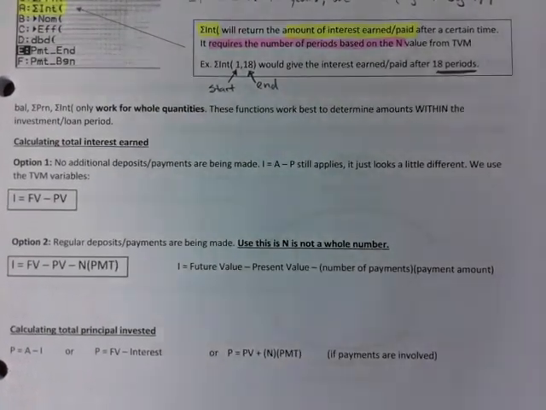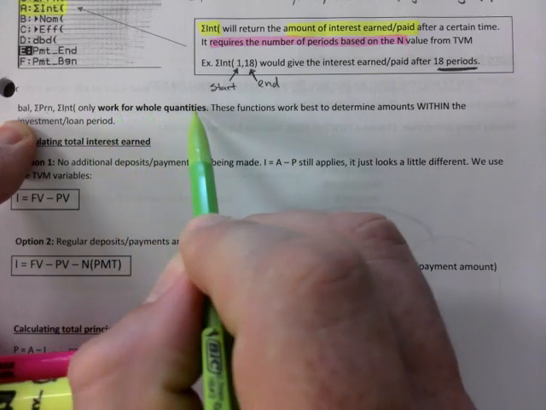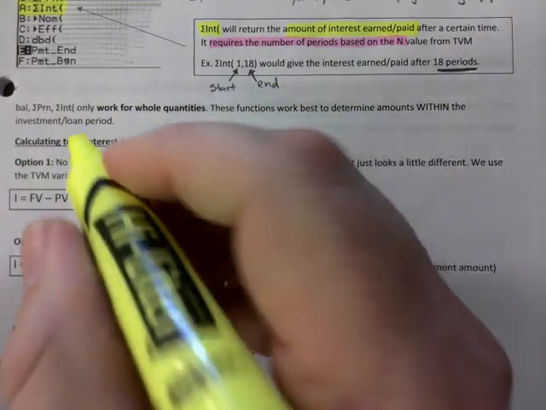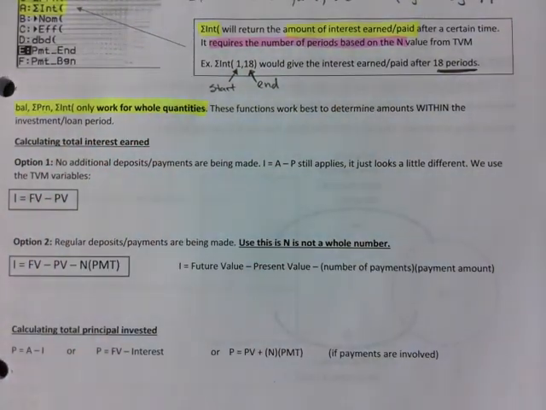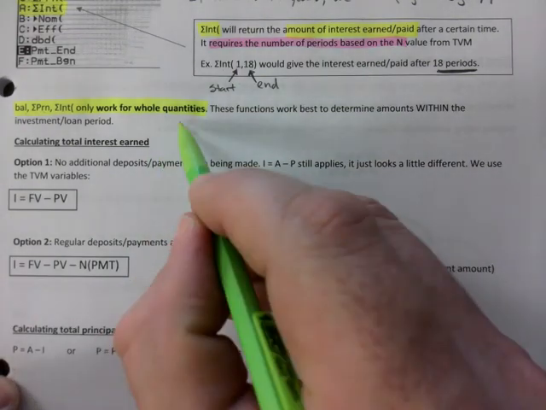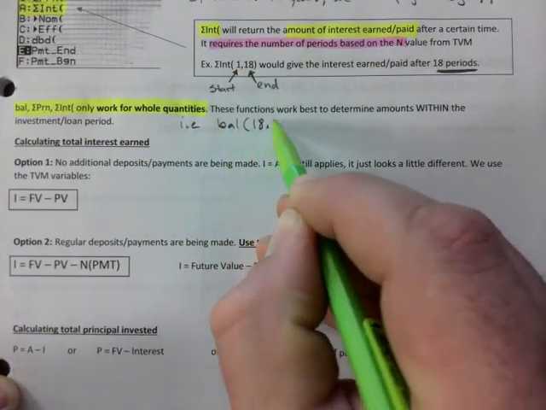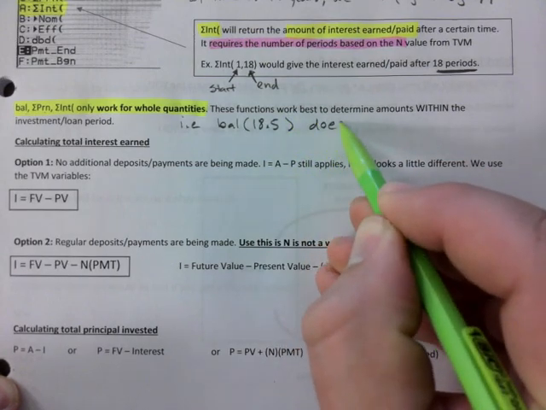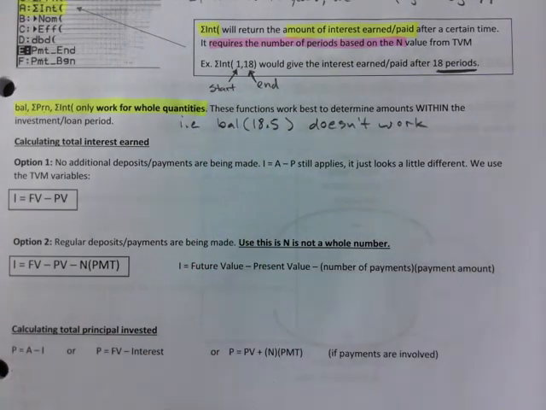Okay, balance. So those three, balance, principal, and interest, only work for whole quantities. This is very important. You can't type in, oh, I wonder after 18.5 months, 18 and a half months. Balance 18.5 doesn't work. In other words, if you wrote in a decimal in there, it wouldn't work.